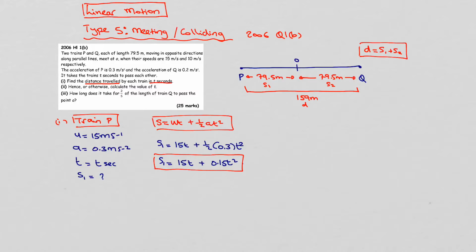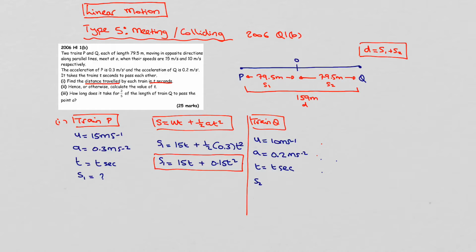Okay, so we need to do the same for the second train. So for train Q, again, we write down what information we are told about train Q. So we're told train Q has an initial velocity of 10 metres per second. The acceleration is 0.2 metres per second squared. And our time t, again, is going to be in terms of t.